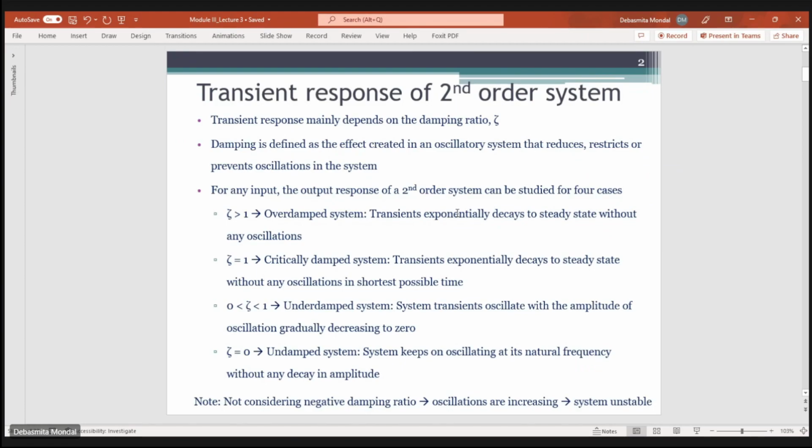So depending on the value of zeta, whether zeta is equal to 0, 1, less than 1, more than 1, you will have different types of system, in the sense that the response of the system will vary. If the value of your damping ratio is 0, there is no damping in the system, and it will be known as an undamped system. If zeta lies between 0 and 1, we say that the system is an underdamped system. If zeta is equal to 1, then it is a critically damped system, and when zeta is greater than 1, it is an overdamped system.